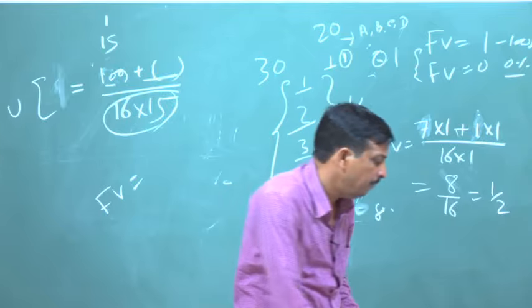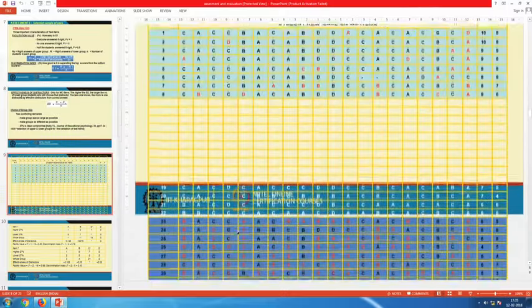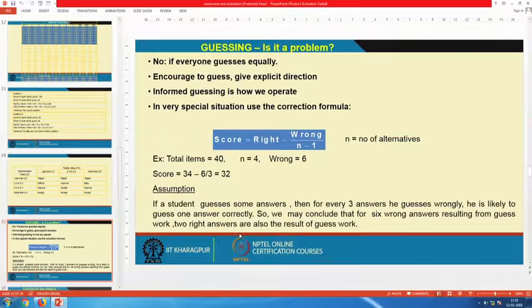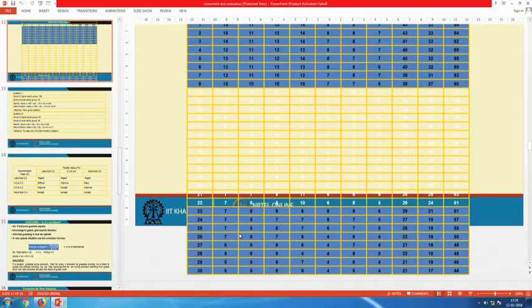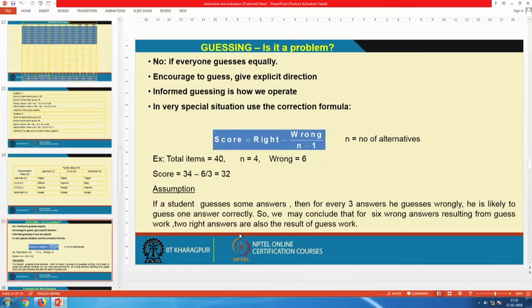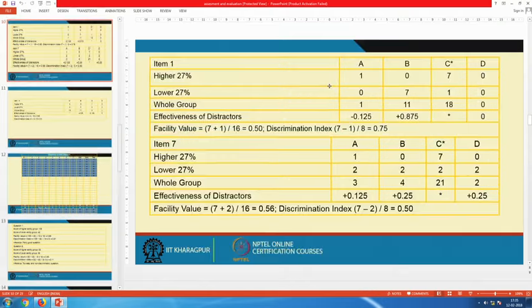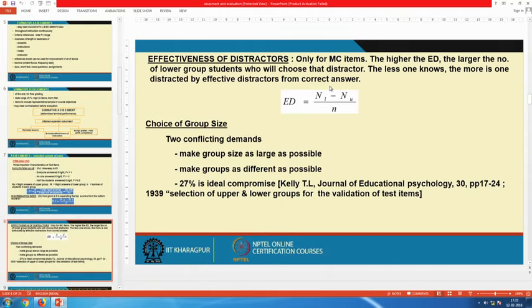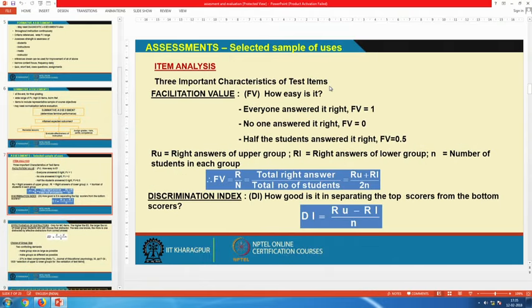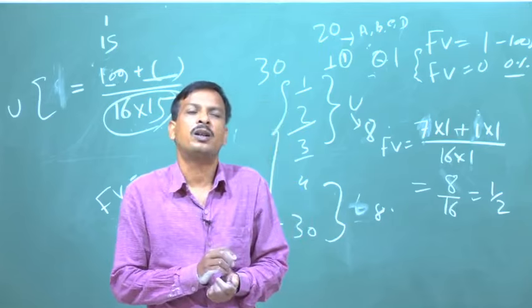Okay. Similarly, I can calculate the facilitation value of the next item, and the next item. If I see, I will show you. All the slides have some facilitation value calculations. You can go through the slides and see them. So, facilitation value I can calculate based on the examination result that I get.